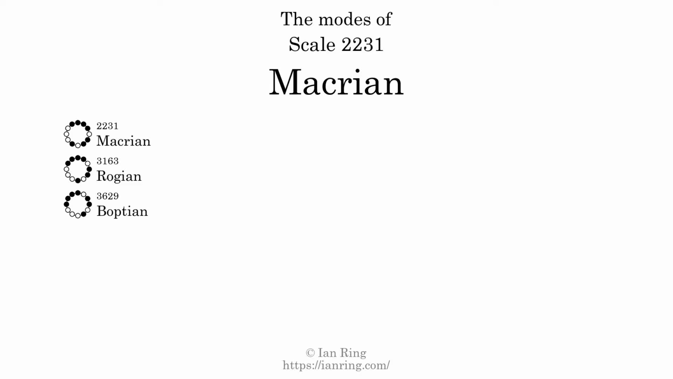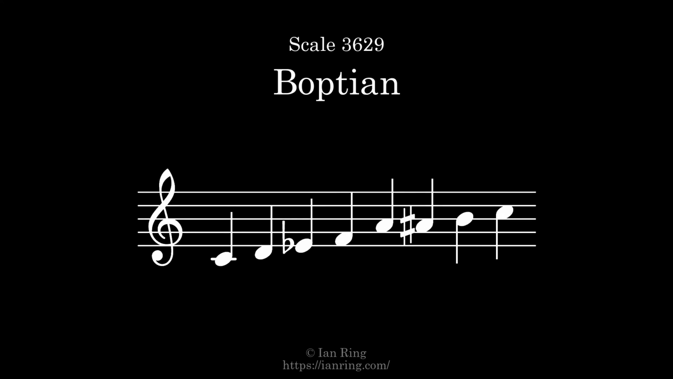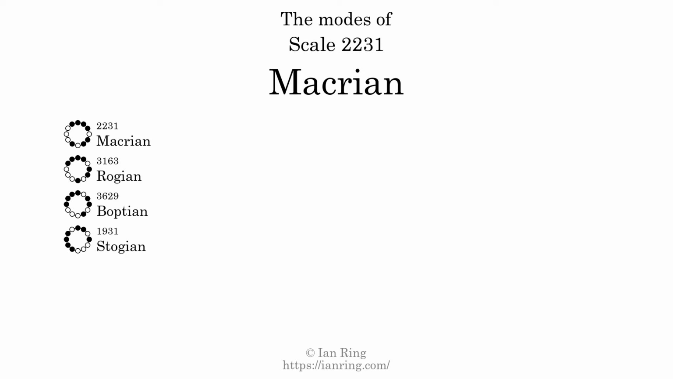The third mode is scale 3629, also known as Boption. It sounds like this. The fourth mode is scale 1931, also known as Stojan. It sounds like this.